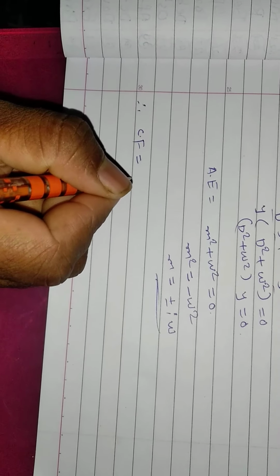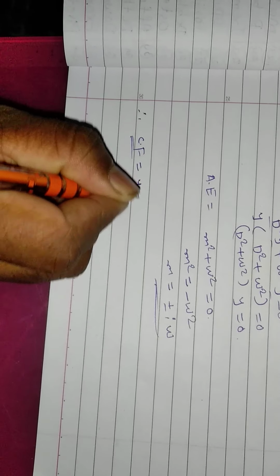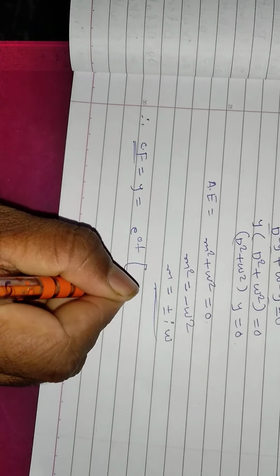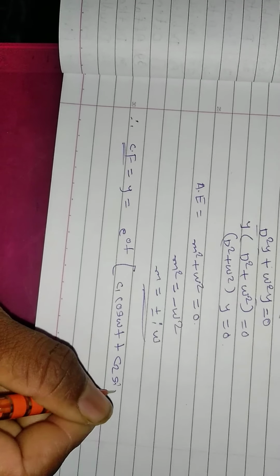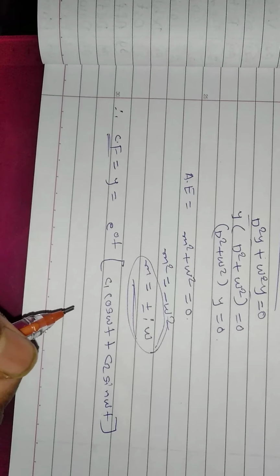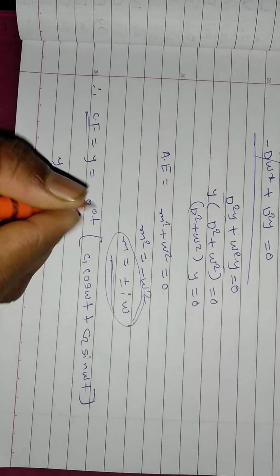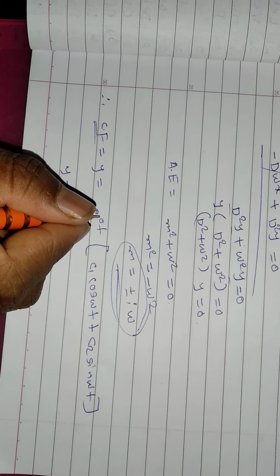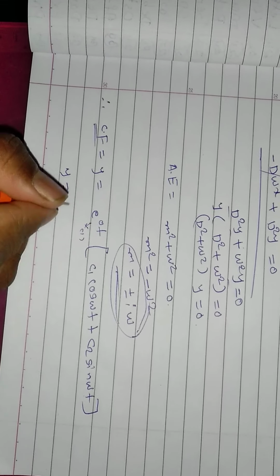Whenever there are imaginary roots, I will write CF, which stands for complementary function, CF equal to, and I will name it y, e to the power 0t, and inside the brackets I have to write c1 cos omega t plus c2 sin omega t. This is the complementary function depending on the roots which we get in the auxiliary equation, right? So now at the end what I can write: y equal to e to the power 0 into t, which is 0, and e to the power 0 will always be 1. So this will be converted to 1, and 1 into the whole thing will be the same.